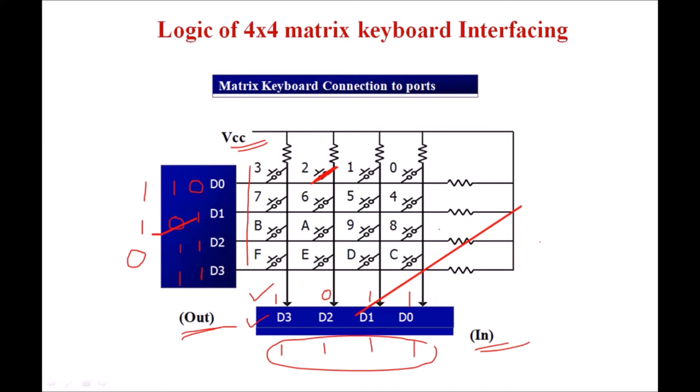If no key of this row is pressed by the user, next time send a logic 0 on the next row. Check again whether a key of this row is pressed or not. If no key is pressed, then next time, here it will be 1. Next time, send a logic 0 on the last row. We can repeat these steps to check whether a key is pressed by the user or not, and if a key of that particular row is pressed, then which key is pressed. This logic is also explained in interfacing of 4x4 matrix keyboard with 8051 microcontroller.